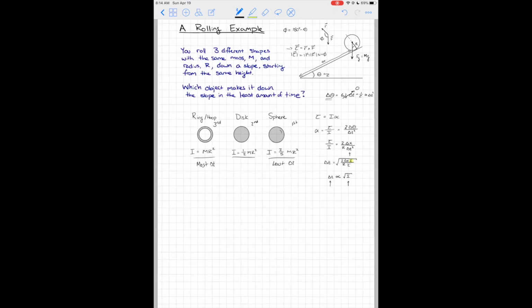All right? So that's a quick example of how to use torque and moment of inertia to talk about a physical system.